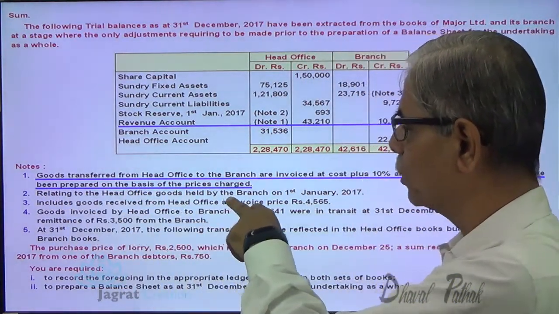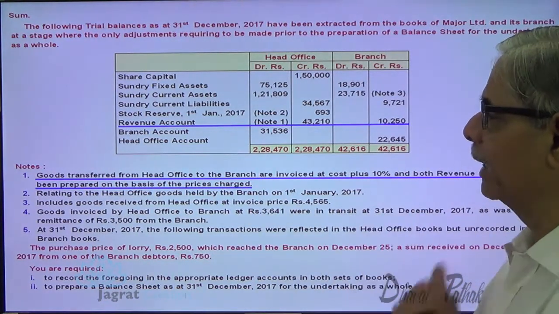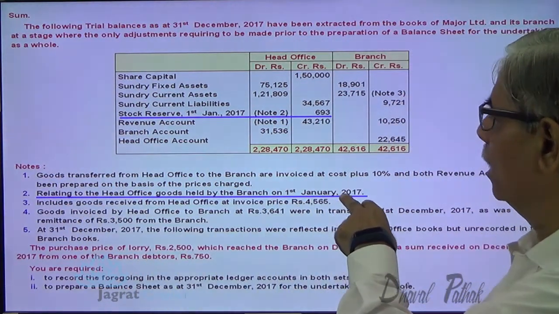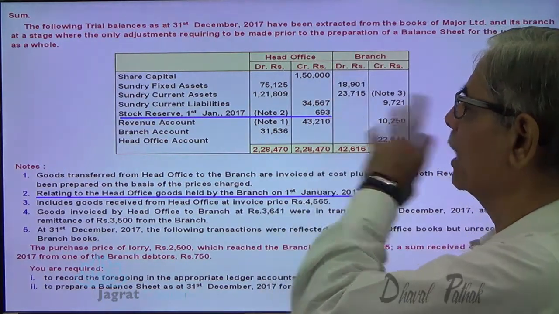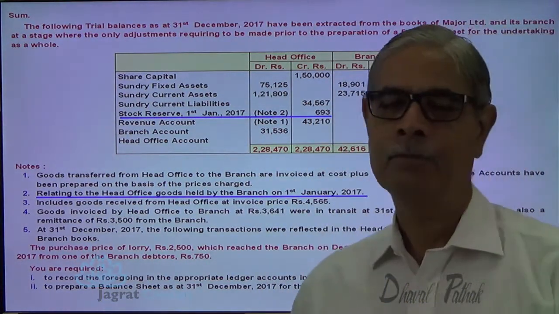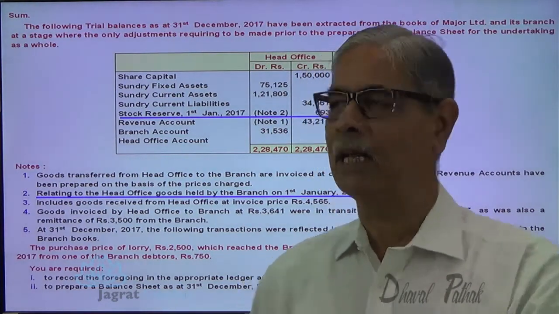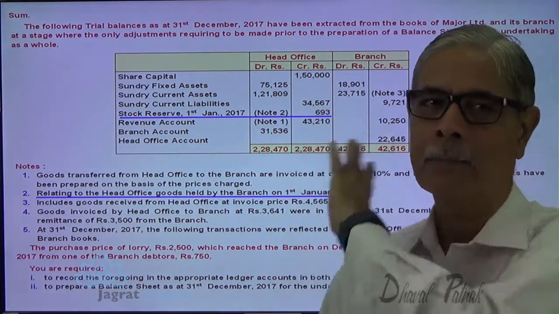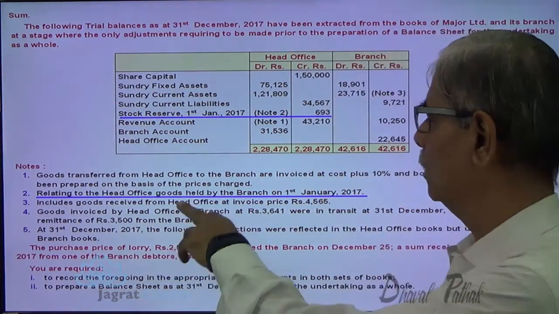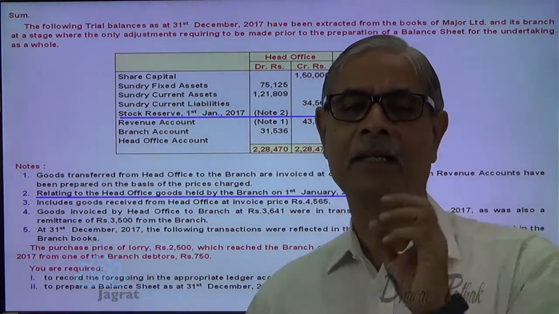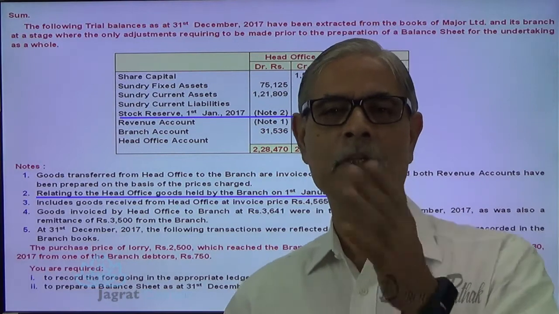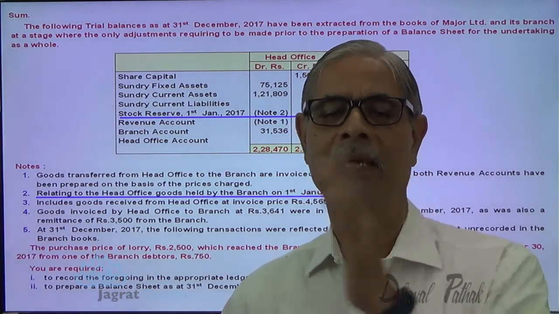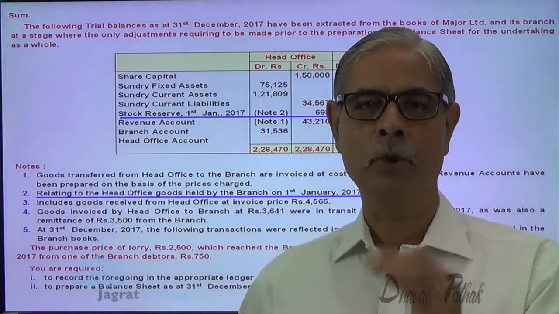Now relating to the head office, goods held on 1st of January 2017, that is the opening stock. And this is the stock reserve as on 1st of January, 693. So in the opening stock there was a profit element. So stock reserve balance was 693, that is being carried forward in the trial balance of HO. So this 693 is an unrealized profit in the opening stock, which is presumed to have been realized during the current year, because it is presumed that opening stock at the beginning of the year has been sold during the year.